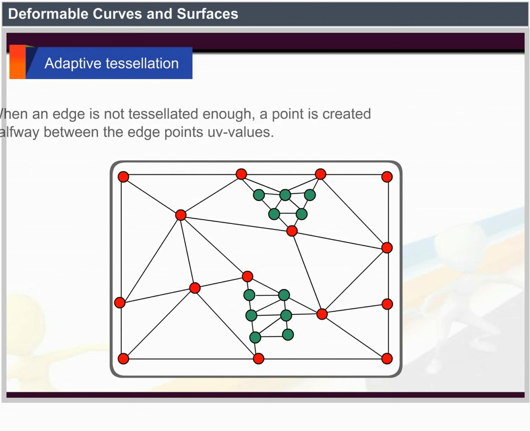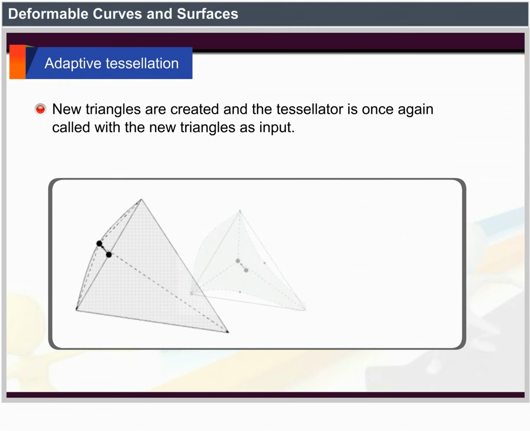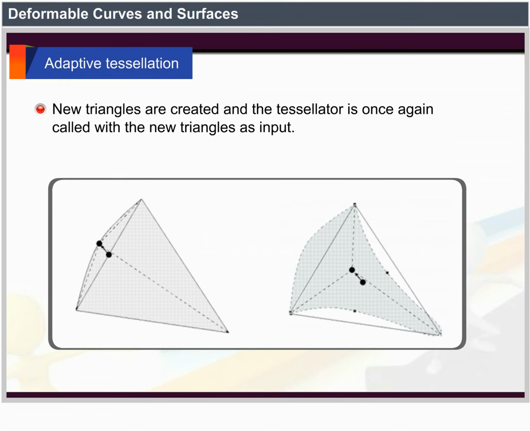When an edge is not tessellated enough, a point is created halfway between the edge points' UV values. New triangles are created and the tessellator is once again called with the new triangles as input.